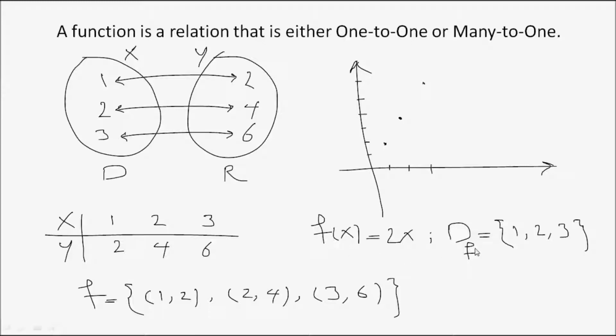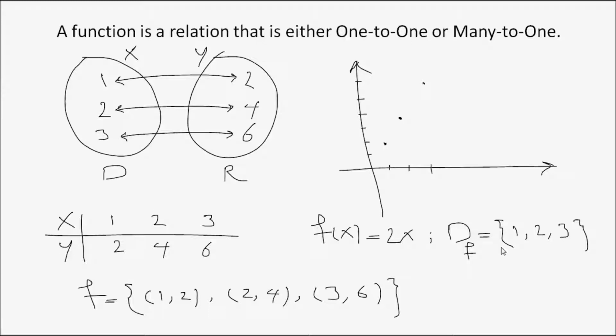Here you have to indicate the domain. The domain of f, so that's the notation, d of f, is the set of 3 numbers, 1, 2, and 3. So these are 5 different representations of the same function.